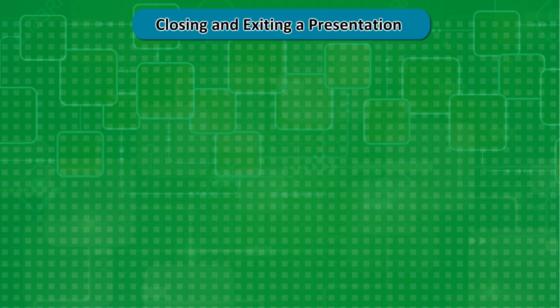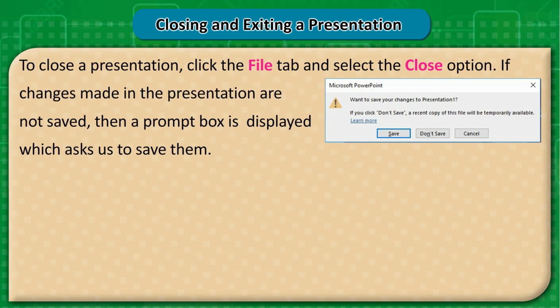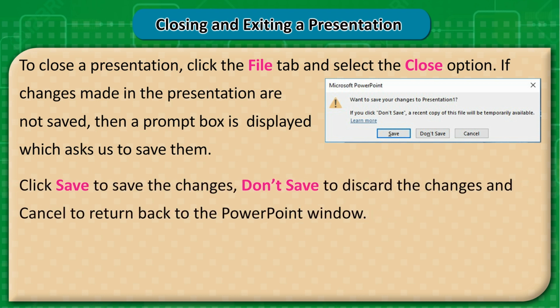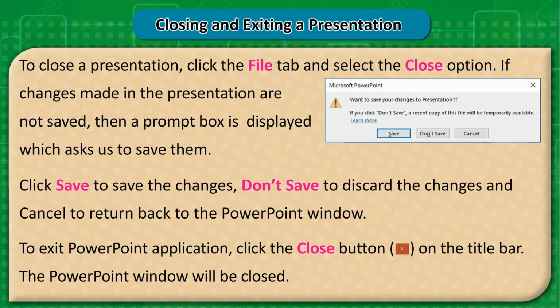Closing and exiting a presentation. To close a presentation, click the File tab and select the Close option. If changes made in the presentation are not saved, then a prompt box is displayed which asks us to save them. Click Save to save the changes, Don't Save to discard the changes, and Cancel to return back to the PowerPoint window. To exit the PowerPoint application, click the Close button on the title bar. The PowerPoint window will be closed.